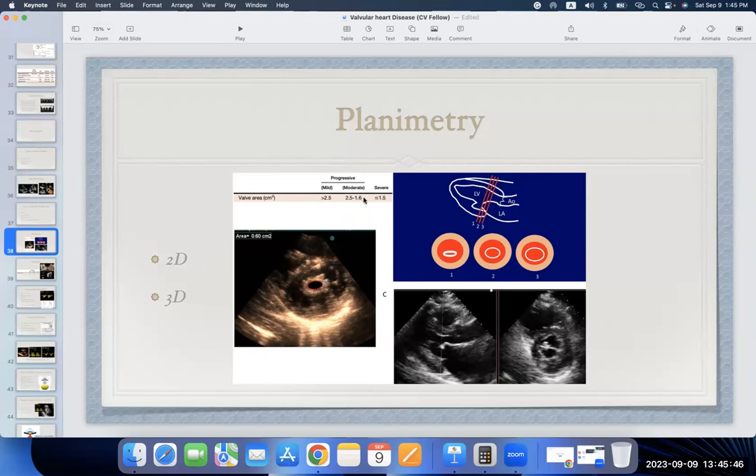So both, they say now that severe is less than 1.5 centimeter. From 2.5 to 1.6, this is moderate, and more than 2.5, this is considered mild. Usually the symptoms start when the patient's mitral area starts to be less than 2.5. The patient will start to have symptoms. Patients above 2.5 usually don't have symptoms.